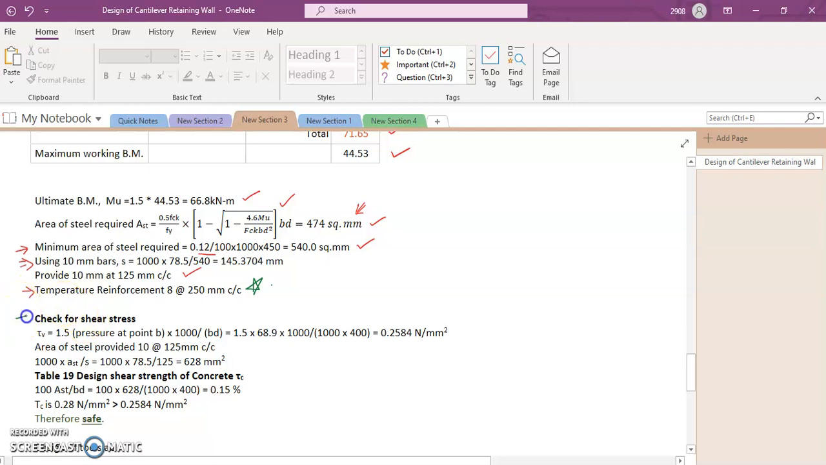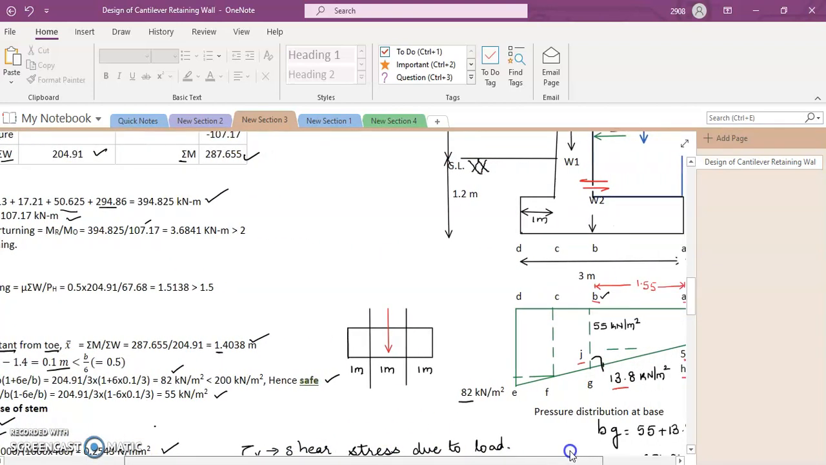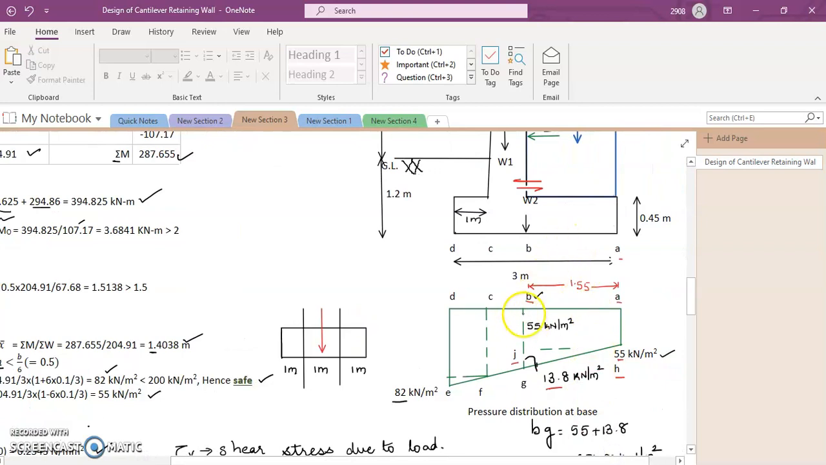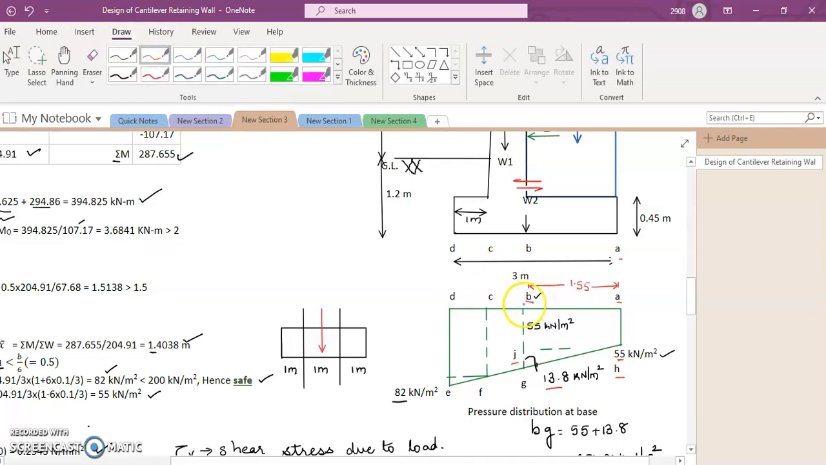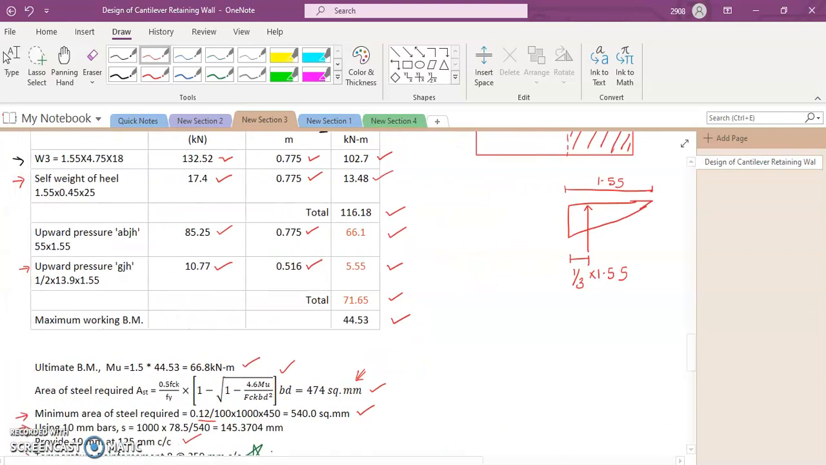Next we go to check for shear stress, and it is given by tau v equals 1.5 times the pressure at the point B. In the case of the base slab or the heel slab, the force which could cause the shearing is this pressure at point B. So at this point there could be shearing, and we need to know how much the pressure at point B is. We had calculated that as 68.8 kilonewton per meter square.